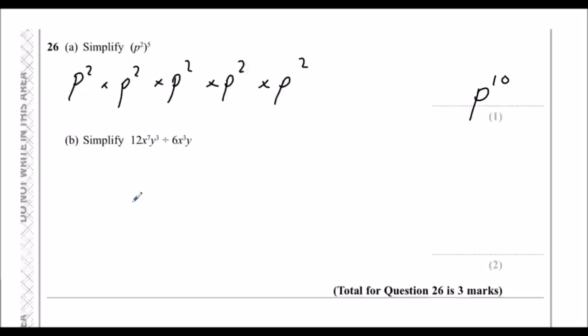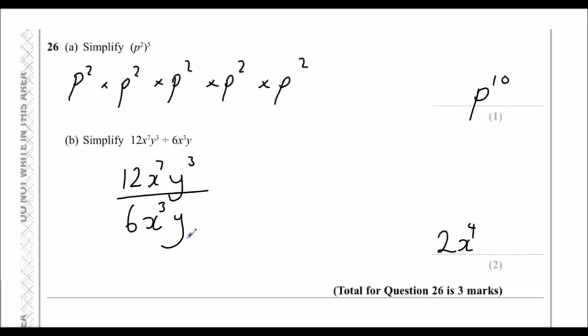Part B, simplify 12x to the power of 7 times y cubed divided by 6x cubed times y. So 12x^7y^3 over 6x^3y. When we simplify a fraction, we can divide the top and the bottom by the same thing. So if we divide top and bottom by 6, 12 over 6 is 2. x to the power of 7 divided by x cubed is x to the power of 4, and y cubed divided by y is y squared.